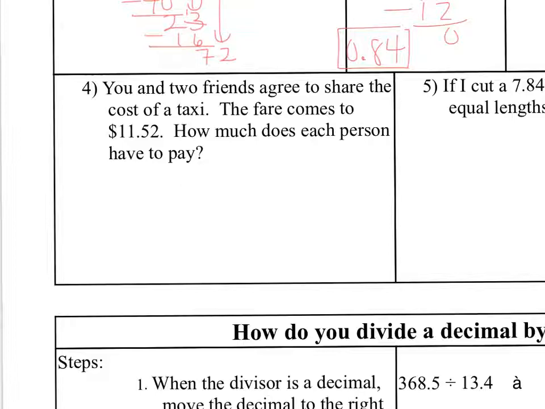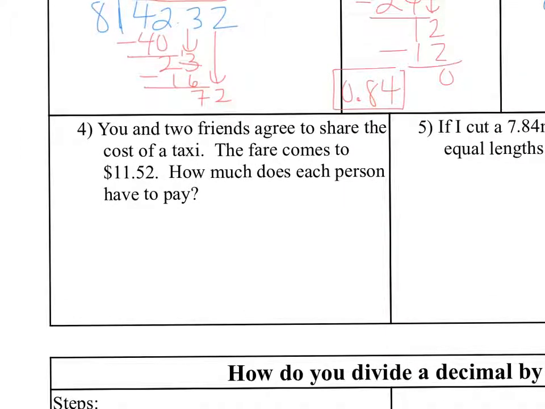You and 2 friends agree to share the cost of a taxi. The fare comes to $11.52. How much does each person have to pay? So you and 2 friends, that's going to be 3 people, okay? If you're going to share a taxi, total is going to be $11.52. So you're going to divide that by 3 people. Again, put your decimal straight in the quotient.